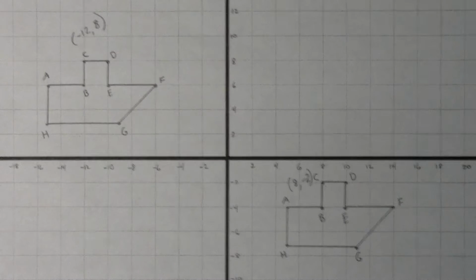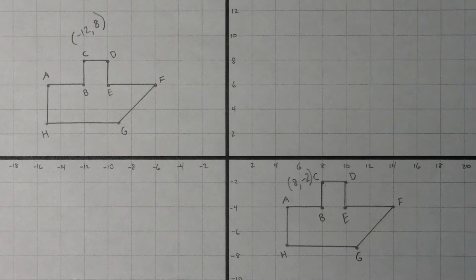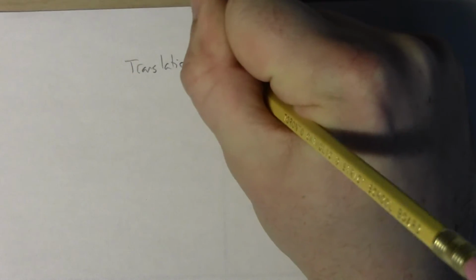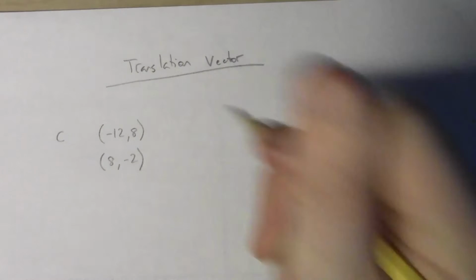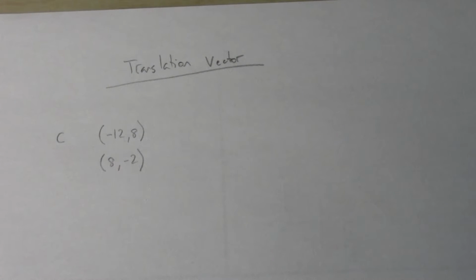So, what do I do? So, let's do some rough work here. Okay, so we want to figure out the translation vector. Okay, so we're looking at coordinates C, and I have -12, 8, and 8, -2. So I have 2 coordinates for X and 2 coordinates for Y. You need to figure out the difference between those 2 coordinates. Anytime you see the word difference, what operation are you doing? Subtraction, right? Would you start with the first number or would you start with the second number?